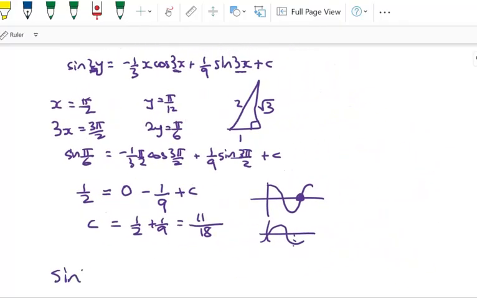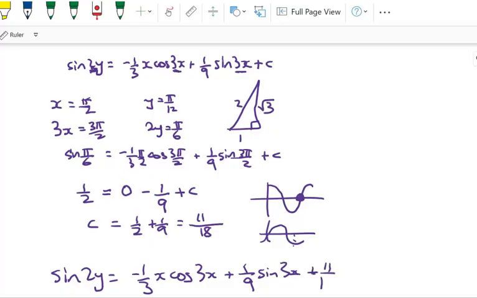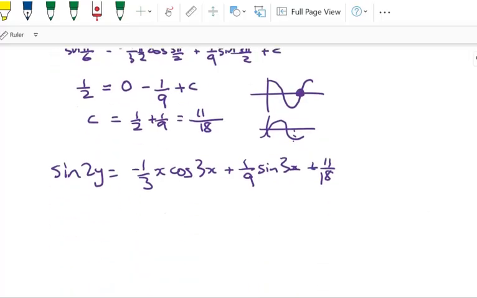Okay, so we have sine of 2y is equal to -1/3 x cos of 3x plus 1/9 sine of 3x plus 11 over 18. Now, the mark schedule was quite happy for you to leave it like that. I'm guessing because you've got your y's here on the left-hand side and your x's all over here. So I went further and did a sine inverse thing, but we don't need to do that.